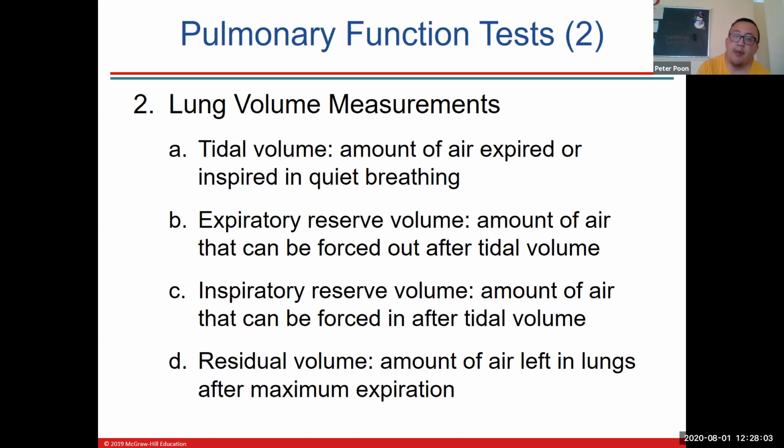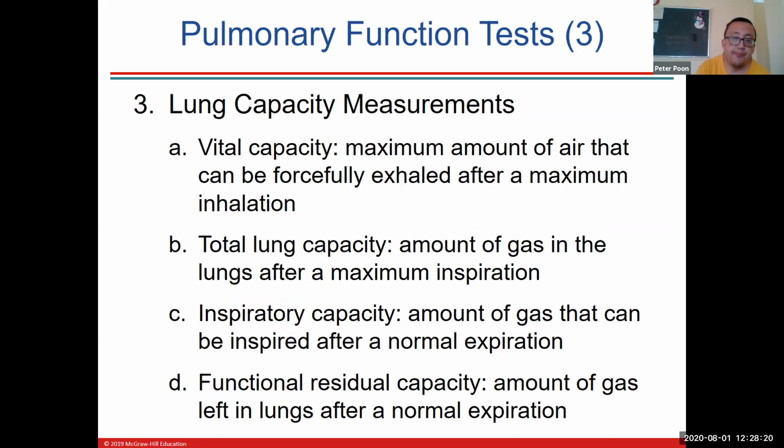The residual volume is the amount of air that's left in the lungs after maximum expiration. So there's always some air that's trapped in it. Even if you push as hard as you can out, there's still some volume of air that's trapped in your lungs. That's your residual volume.